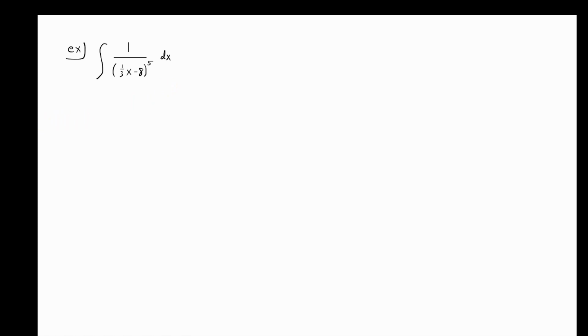I'm going to try a u-substitution. So we're going to let u equal the inside function. Since I have stuff to the 5th, I'm going to let u equal what's inside there. So we have 1/3 x minus 8. Now I differentiate, so du dx is just 1/3. So if I solve for du, I get du is 1/3 dx.